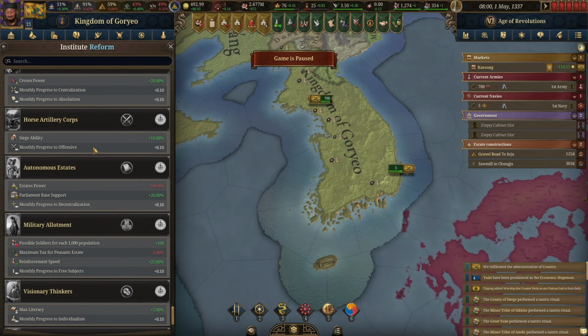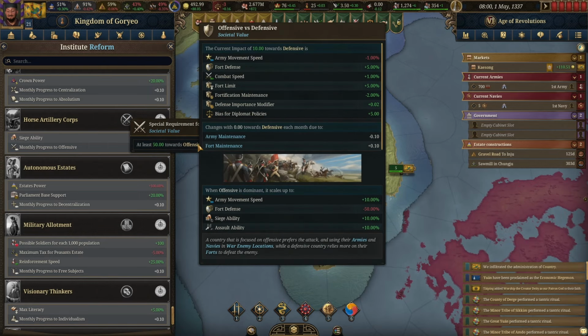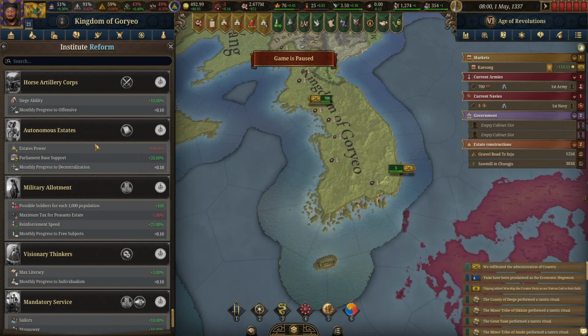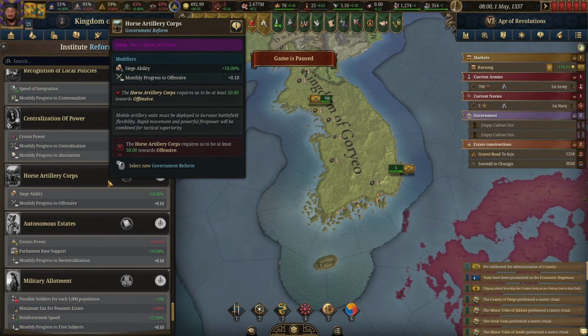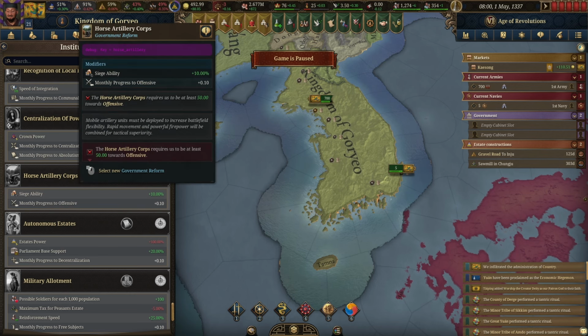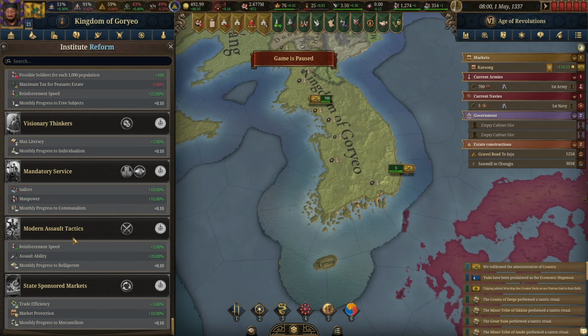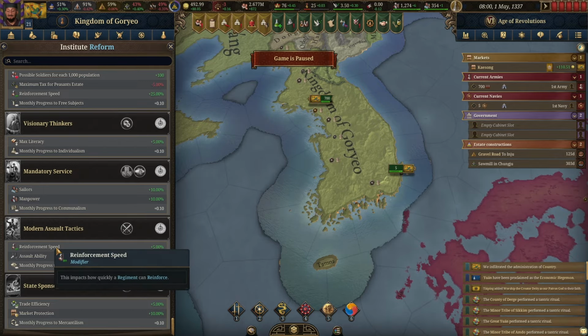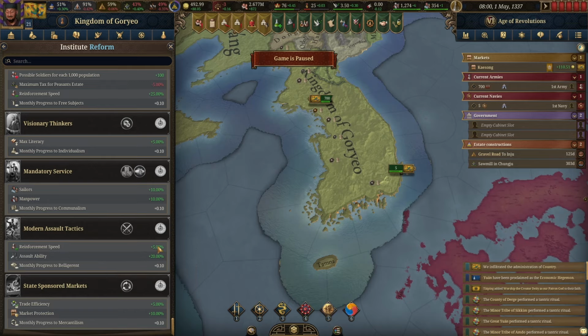When it comes to reforms, it's an easy win for offensive because defensive doesn't have any. The two that offensive does have are Horse Artillery, which increases your siege ability by 10%. Keep in mind, this can only be activated in the Age of Absolutism. The other one is Modern Army Tactics, which increases your reinforcement speed by 5% and gives you assault ability +20%.